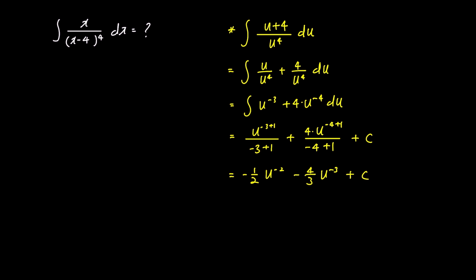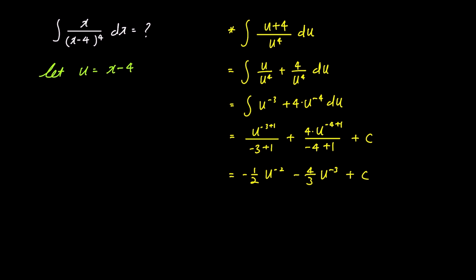Since there is only one term in the denominator, u to the power of 4, we can easily separate it into two fractions for integration. Now, what about the left problem? Can we express the x minus 4 to the power of 4 in the denominator as a single term? Yes, if we substitute u for x minus 4.